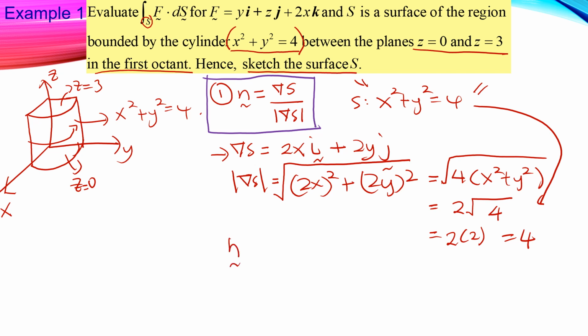Therefore, n is equal to 2x i plus 2y j over 4, or you can simplify it to be 1 over 2 (xi plus yj). You understand? Okay, right, this is n.